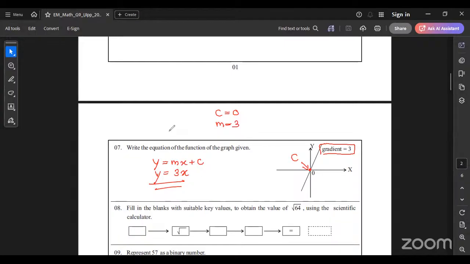Have you understood? You understood? Chanya, Harit, Chanya, can you understand? Yes, sir. Right.